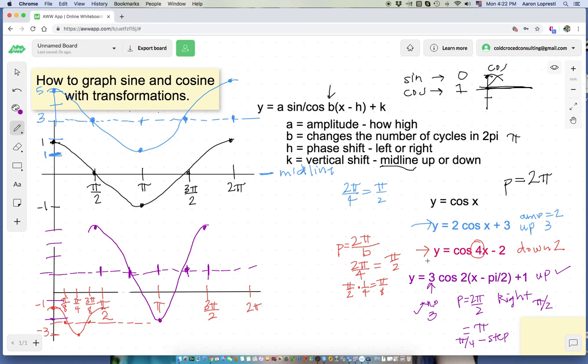Okay. What we didn't talk about is if there's a negative out in front of the amplitude. And what that would do is instead of starting up, it would start down. So just like our parabolas, positive parabolas were here, negative parabolas were just flipped over. So everything here would switch places.